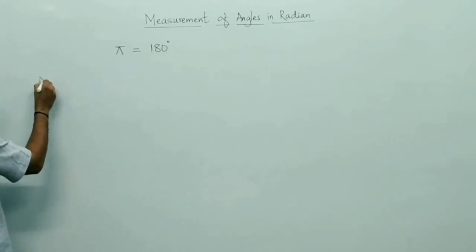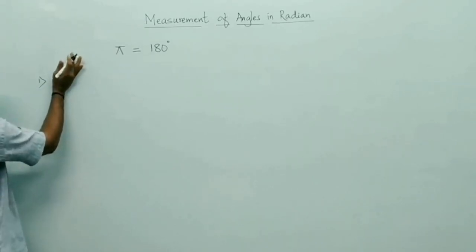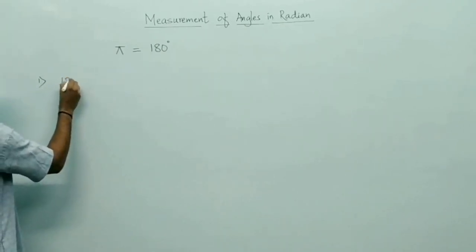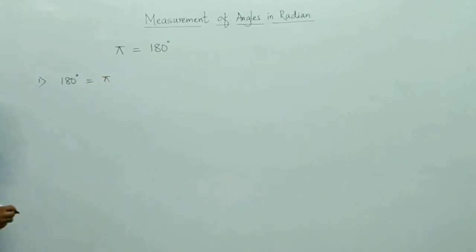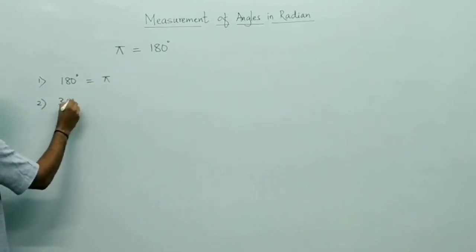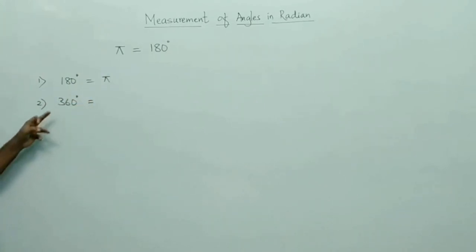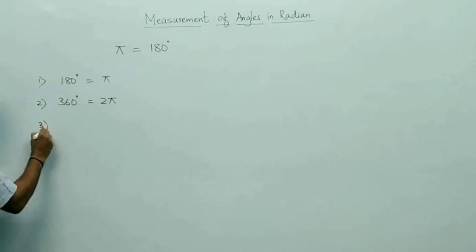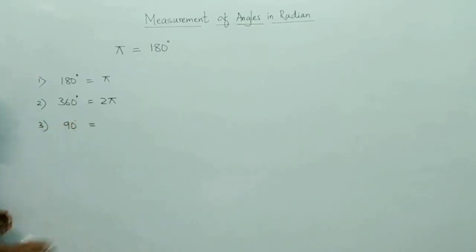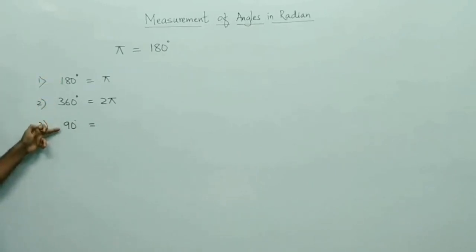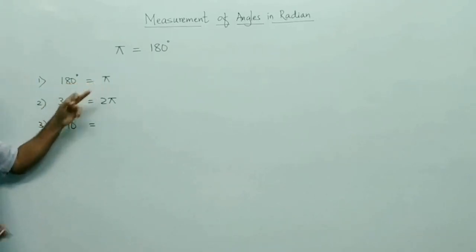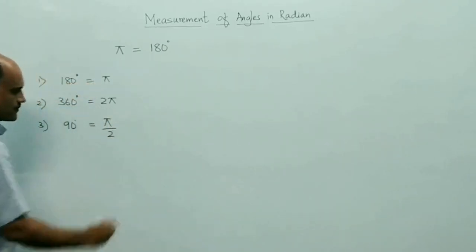Now see here, first, 180 degrees is equal to pi. So if I take 360 degrees, directly you can tell me in radians. 360 degrees is double of this, so in radians it will be 2 pi. Similarly, if I take 90 degrees, 90 is half of 180. So if you divide by 2, in radians it will be pi by 2.